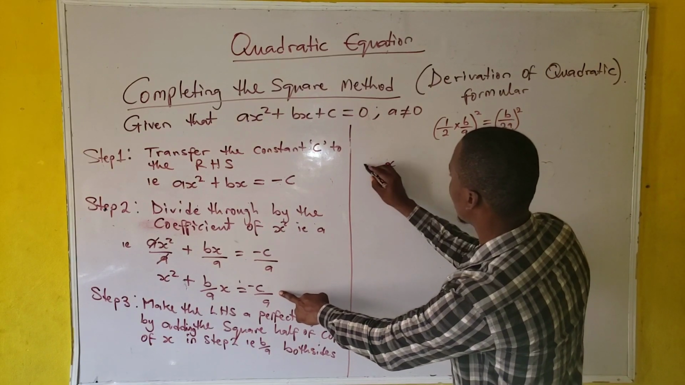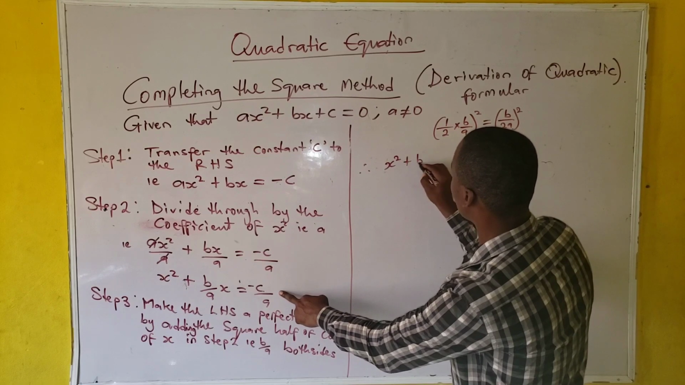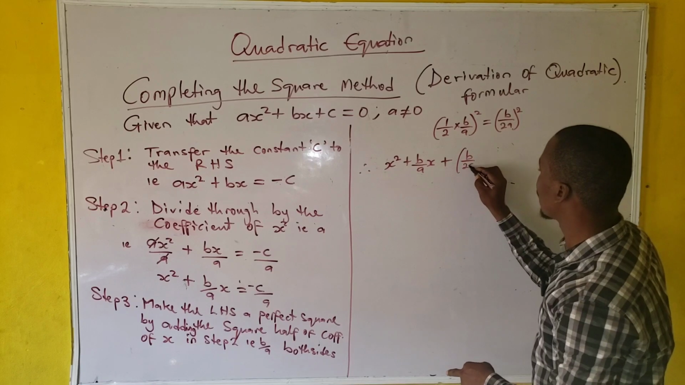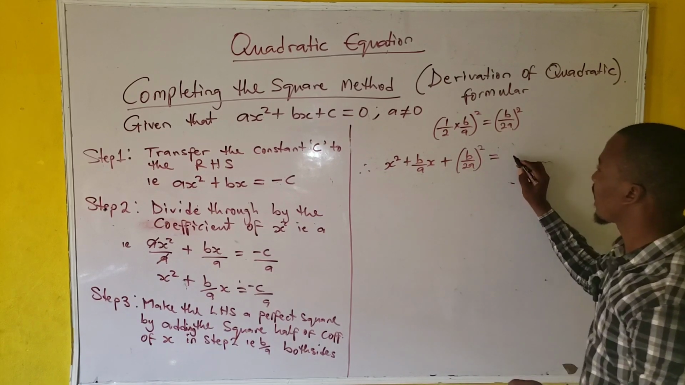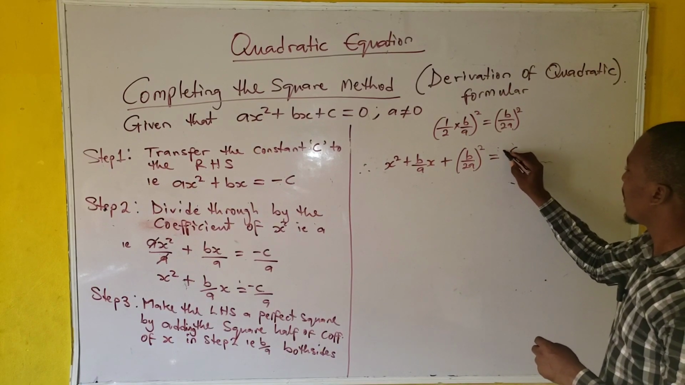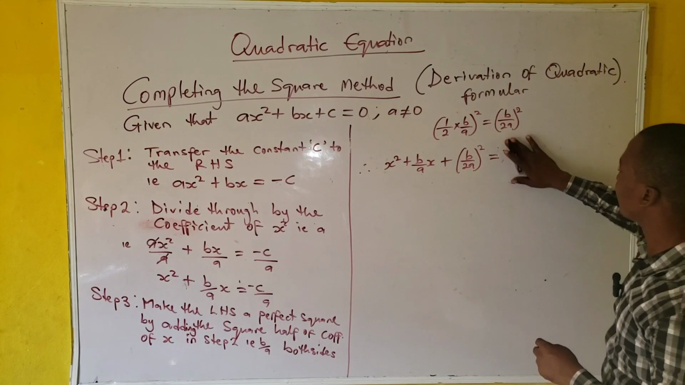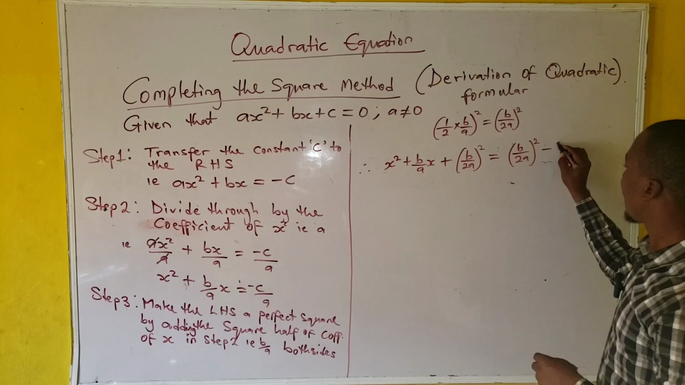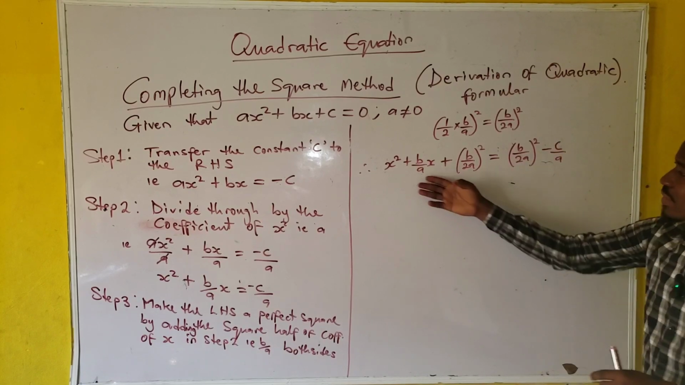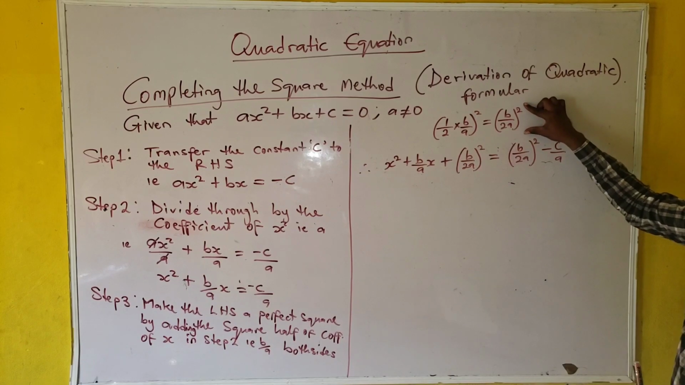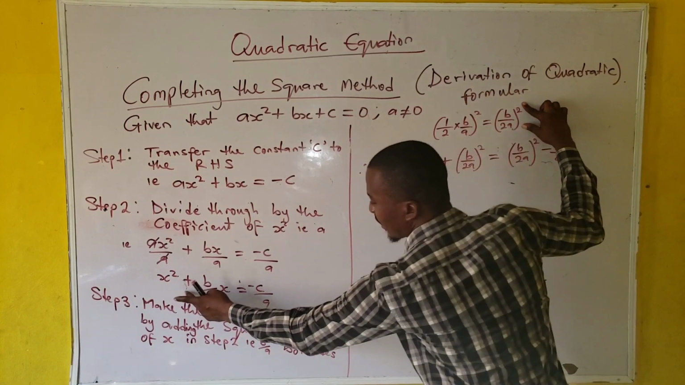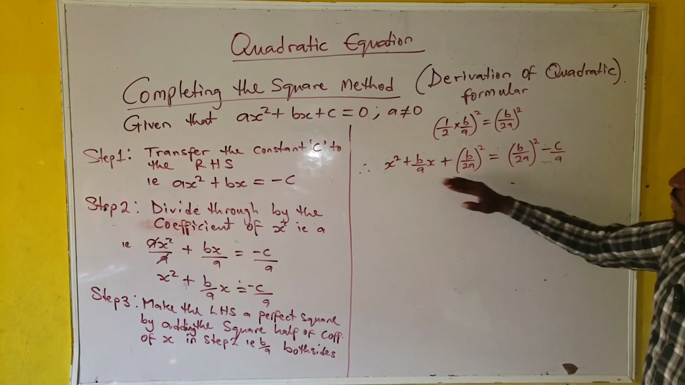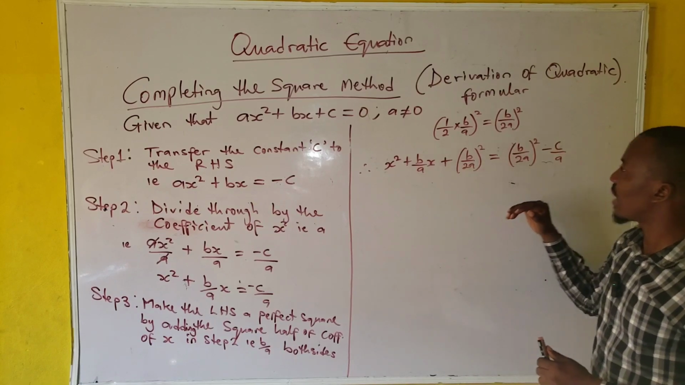So that will give us, therefore, s squared plus b over a s plus b over 2a all squared equals to what we have there before, minus c over a, or we can write this one first. So we have b over 2a squared minus c over a. So we have added it to both sides. This is what we need to add to the left hand side to make it a perfect square. So the next step is for us to factorize this and simplify this.